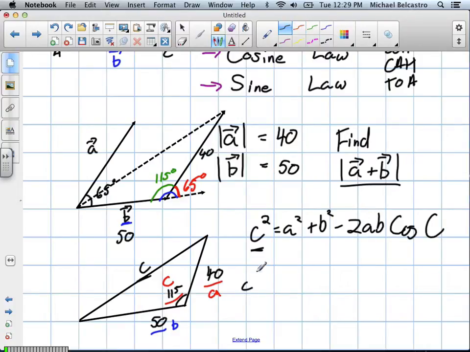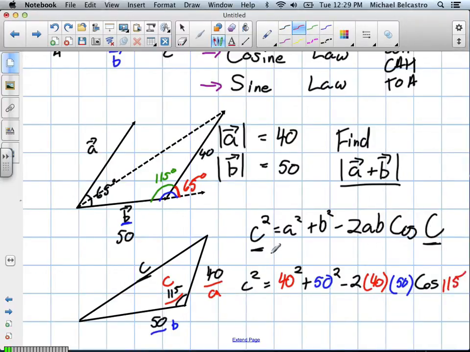So we have our c squared is equal to 40 squared plus 50 squared minus 2 times 40 times 50 and cos C, because it's uppercase, refers to an angle, so it's close to 115 degrees in this case.